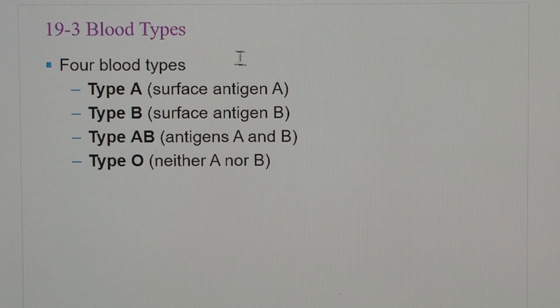There are 4 blood types. Type A has surface antigen A. Type B has surface antigen B. Type AB has antigens A and B. Type O has neither A nor B antigens.